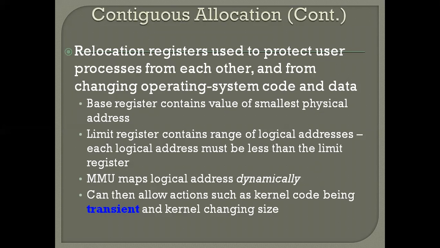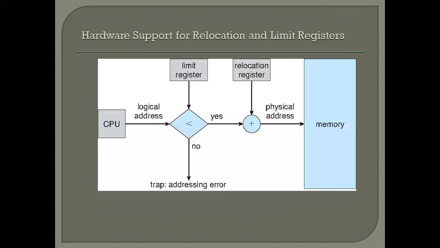When the CPU scheduler selects a process for execution, the dispatcher loads the relocation and limit registers with the correct values as part of the context switching, because every address generated by the CPU is checked against these registers. So the relocation register provides an effective way to allow the operating system size to change dynamically. This is the hardware support of a relocation register and a limit register.